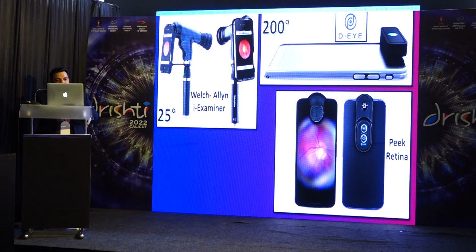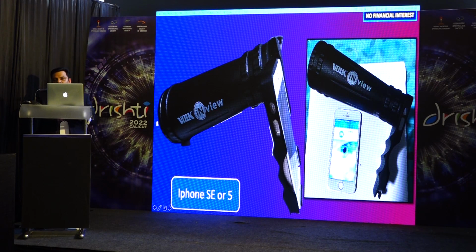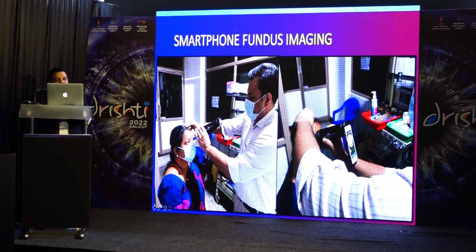The other ones by different companies: Welch Allyn has one which gives you a 25-degree field of view. There is one by DI that is 200-degree field of view. And then there is another one by Peek Retina which will give you approximately 40 to 50-degree field of view. The VOC also has developed one which will give you around 45 to 56-degree field of view. But for that you require an iPhone SE or an iPhone 5 which is compatible with their device, and then using that you can get pretty good images.